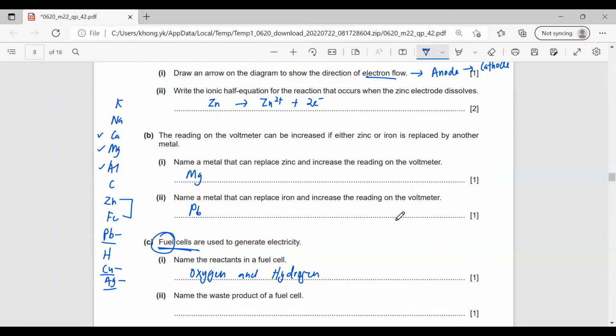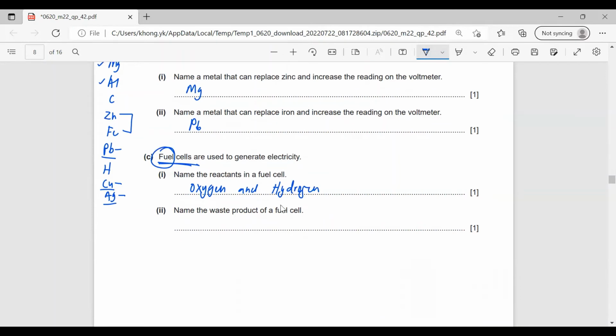Name the waste product of a fuel cell. In the reaction between oxygen and hydrogen, the overall reaction is a combustion reaction, and the product is water. If I balance this equation, I will have H2 plus half O2 giving H2O. So the waste product will be water.